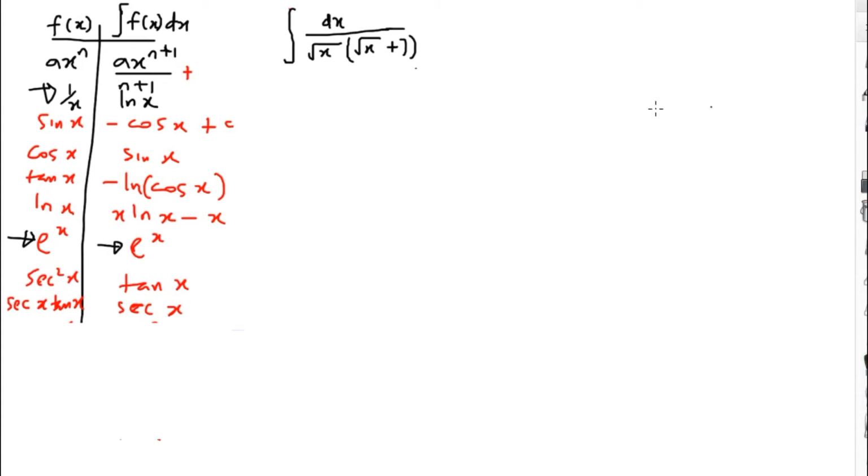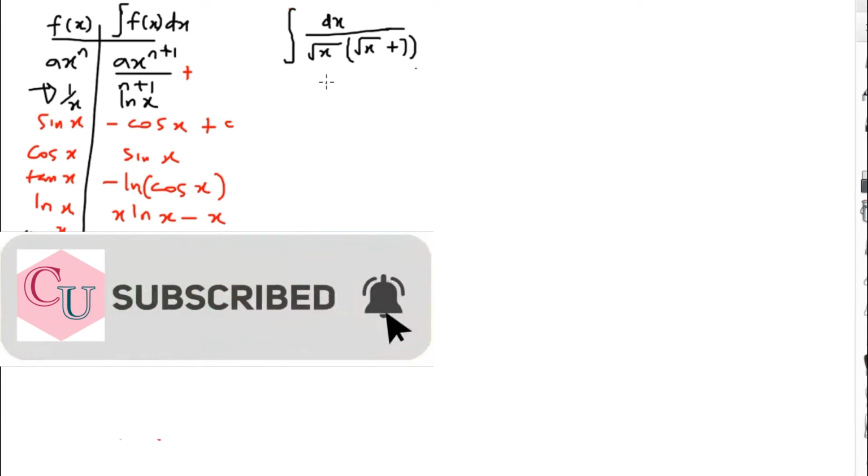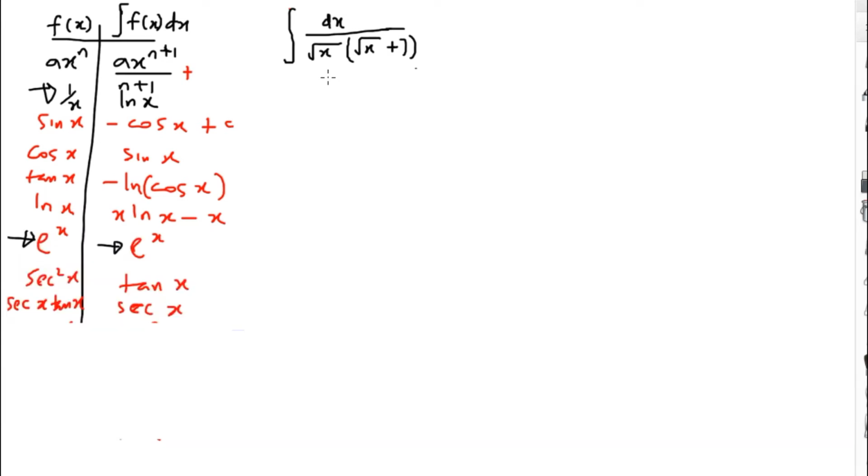So let's say we want to find the integral of dx over root x, open bracket, root x plus 7. Now to do this we need to use the substitution method, and by substitution we can say let x be equal to a particular letter, let's say t. But since x is inside the square root sign, I will prefer to say let it be t squared, so that root x will become the root of t squared, so that will be t.